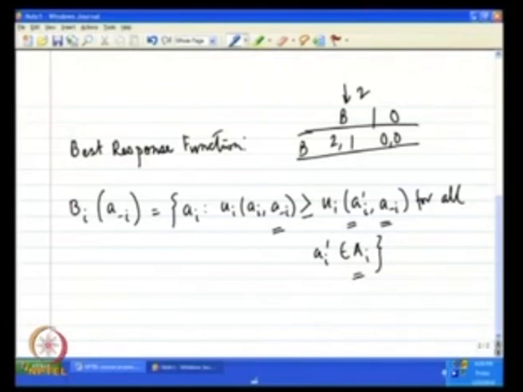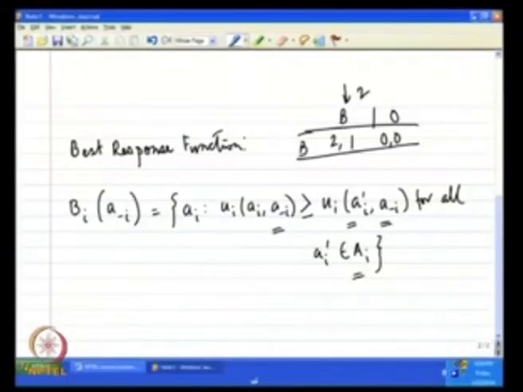So this is how it is defined: given the action set I have, I shall pick that action as my best response which is giving me the best payoff. Just a few comments. Firstly, it's a set valued function, which means that it is giving me some action to be taken by player I. It is not giving me any number or any other thing. It is giving me what action the player should take, which gives him the best payoff given what the other players are doing.